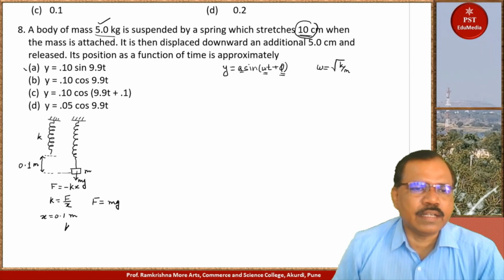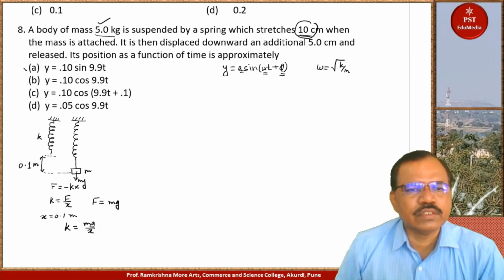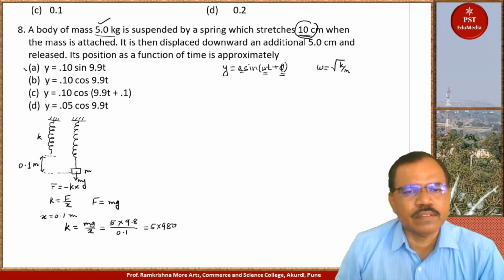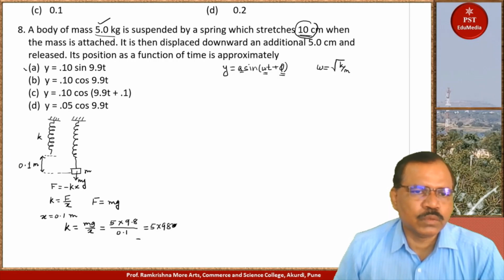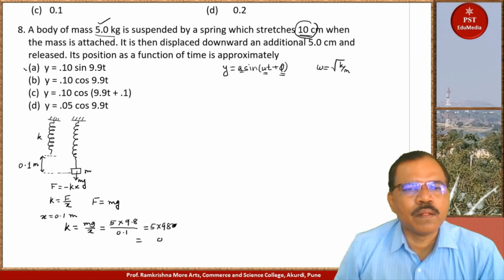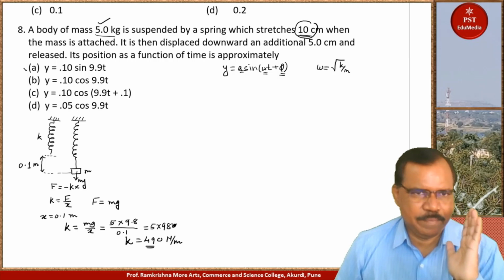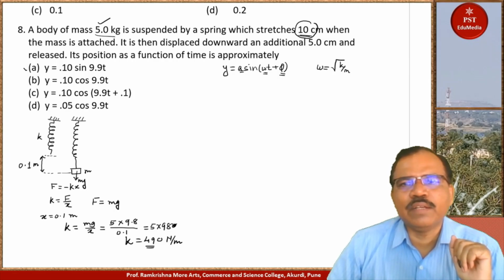So we get here k is equal to mg upon x. So we get m is 5 kg into 9.8 meter per second square divided by 0.1. So we get here 5 into 98. 98, not 900, it's 98. So it is 490, and its unit is Newton per meter. K is equal to this. So we got k, so we can find omega now.